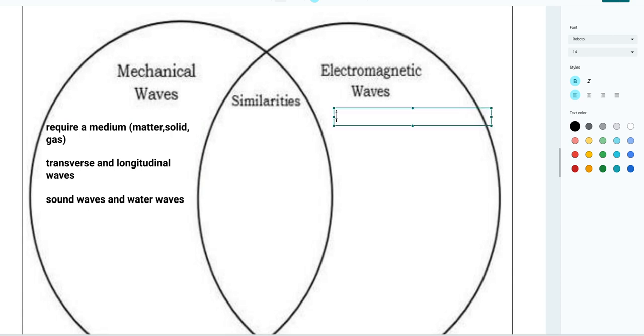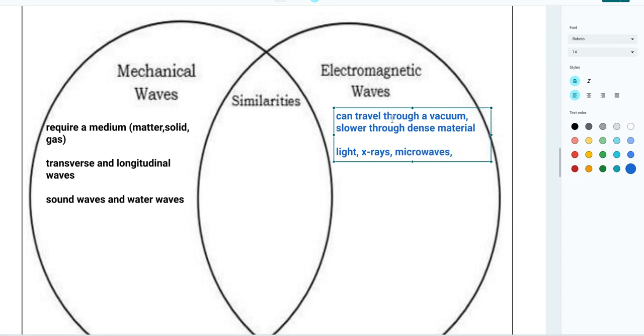And then we have our electromagnetic waves. Electromagnetic waves can travel through a vacuum. Slower through a medium, through a dense material. Our examples are light, X-rays, microwaves, gamma rays. I mean, there's all kinds of examples that we can use. UV light. We went through different examples in class.